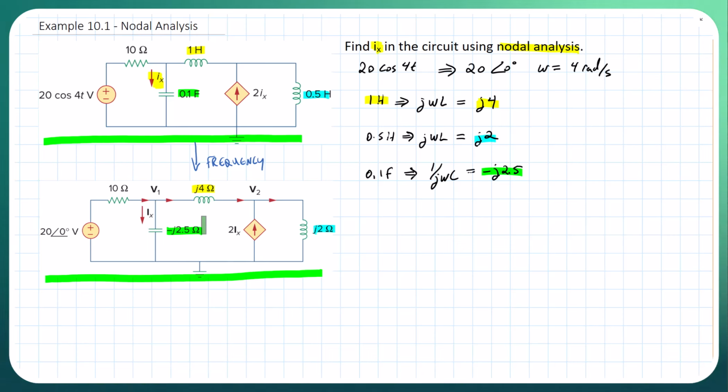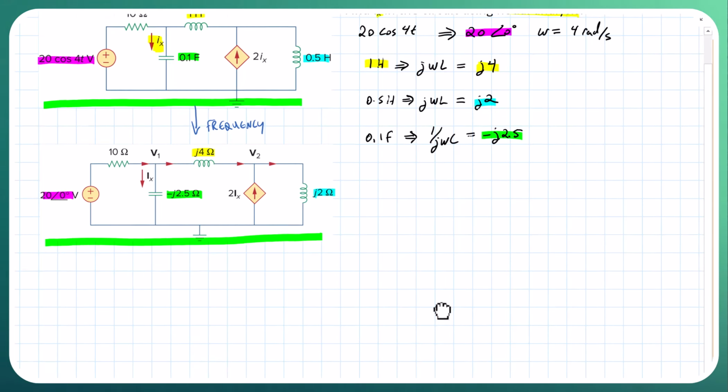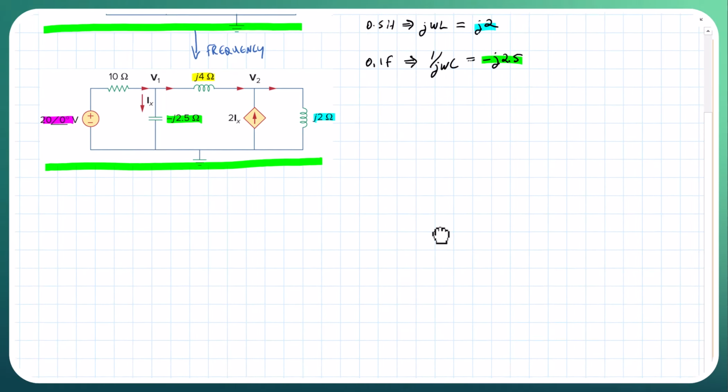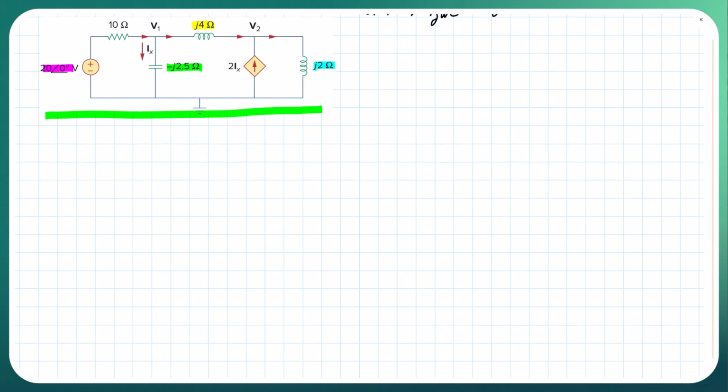Everything else stays the same. Of course, the source voltage is going to change as well, going from here to here. The resistor stays the same. So now we've converted into a frequency domain equivalent circuit. Now we're just going to apply Kirchhoff's current law. So let's go up here. Using this circuit now, we're going to apply Kirchhoff's current law.